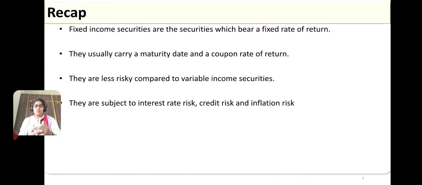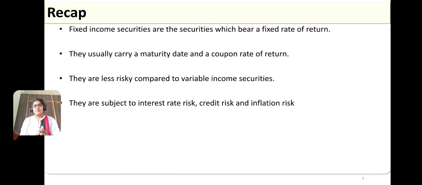Just to have a quick recap of what we discussed in this session, fixed income securities are those securities which bear a fixed rate of return, like debentures, preference shares, bonds, or any security which carries a fixed rate of return. They usually have a maturity period and a coupon rate, and the frequency of payment of the interest or the fixed return is also mentioned. Comparatively they're less risky, because the rate of return that you can get is already expressed. Compared to market securities which do not have a fixed return, like equity shares, these securities are less risky. But it doesn't mean that they are risk free.